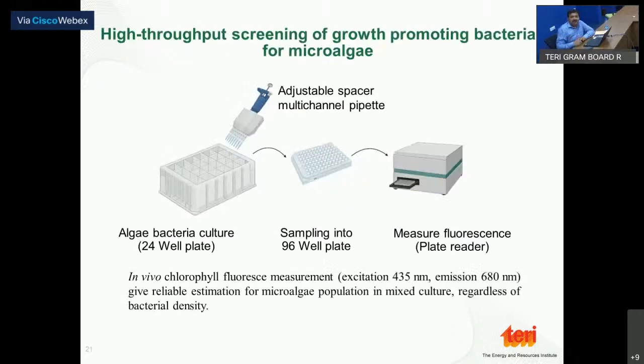One is high-throughput screening. Just before going to this video clip, I will tell you how to measure algae-bacteria interaction and algal growth. We have seen that chlorophyll fluorescence can be measured independently of the bacterial population. We have tested it in the laboratory using a 24-well plate, and if you combine it with an adjustable-spacer multi-channel pipette, it is much easier and much faster. So you can test thousands of combinations in a very short time.